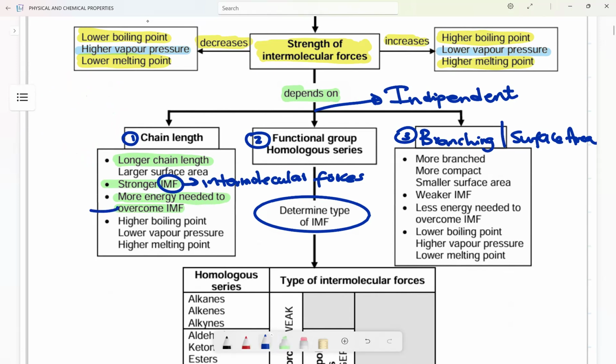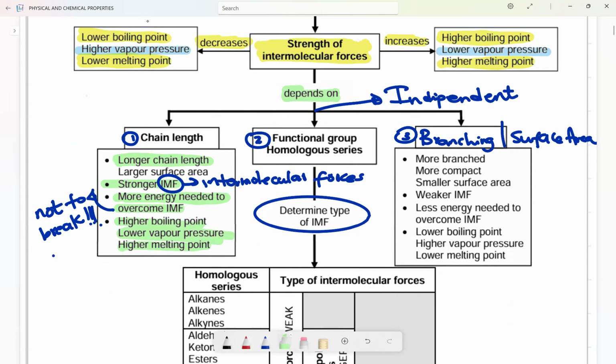To overcome, not to break. Very, very important. To overcome, not to break. If you use "break", you lose that mark. Therefore, if more energy is needed to overcome, it results in a higher boiling point, also higher melting point. But remember, for vapor pressure it is vice versa. The vapor pressure will be low thereof.